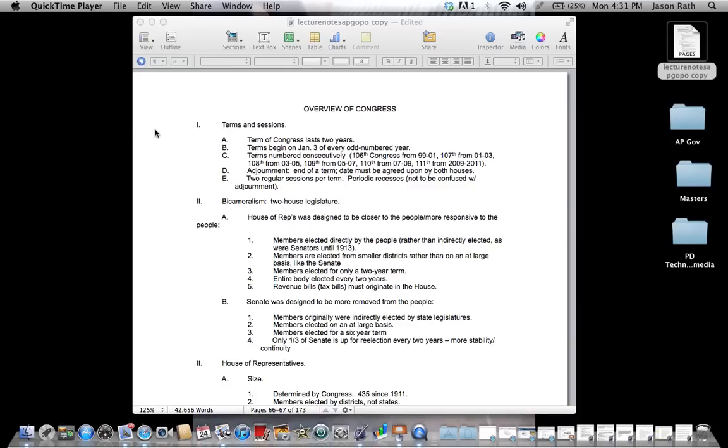Okay, we're going to look at the overview of Congress and where we need to start for this unit. Let's take a look at the terms of sessions. Terms of Congress last 2 years. This is for the House of Representatives.